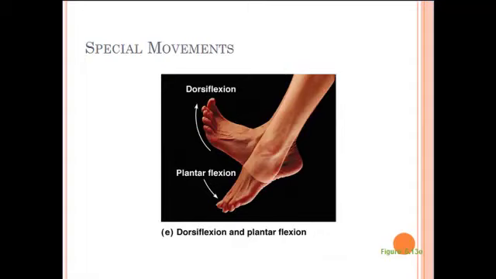Finally, we have what are termed special movements. These are special movements because they only happen in a few places in our body, so they're not some of the general movements that we just talked about. We have what's called dorsiflexion and plantar flexion. Dorsiflexion, as you can see here, means that the foot is moving closer to the shin. That's called dorsiflexion, so this angle here is decreasing. If you go in the other direction, you have plantar flexion, plantar meaning the bottom of your foot. So you're increasing that angle. You're flexing that joint there.